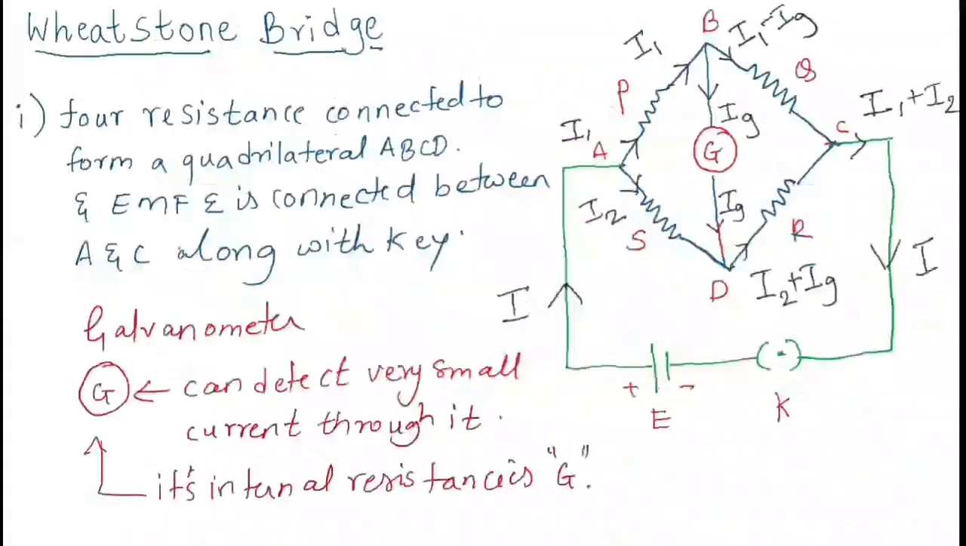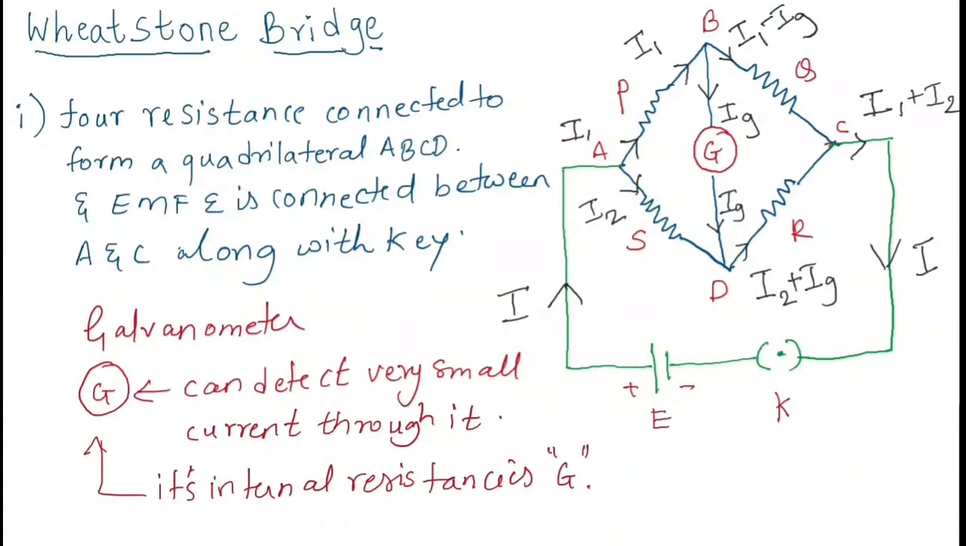Before starting the Wheatstone bridge, I want to remind you of the formula we used in the previous lecture. When two batteries are connected in parallel, having internal resistances small r1 and small r2, the equivalent EMF is given by E equivalent equals E1 by r1 plus E2 by r2 plus so on, for any number of EMFs and internal resistances, divided by 1 upon r1 plus 1 upon r2. Make note of that formula. We will be using it a lot in different sums.